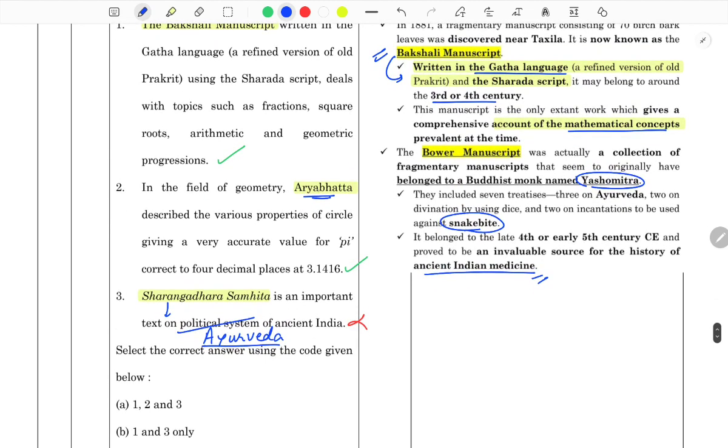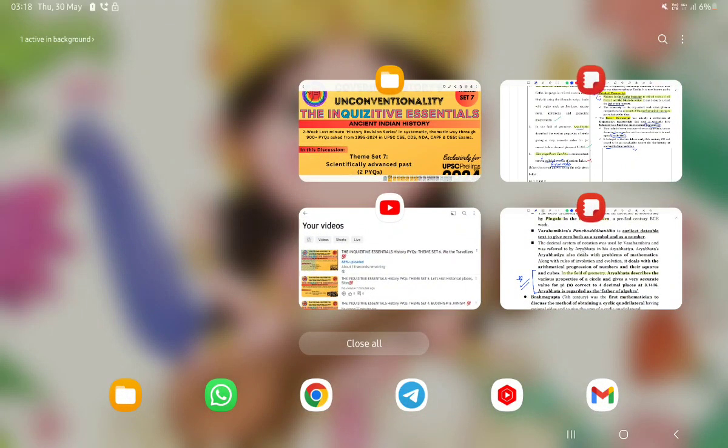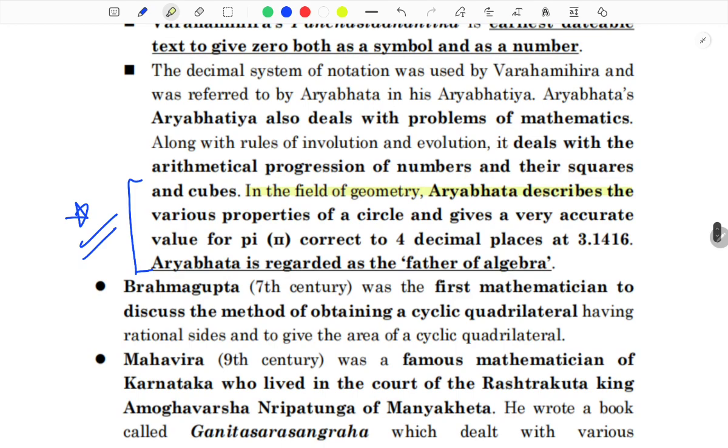In the field of geometry, Aryabhatta described the various properties of a circle, giving a very accurate value for pi, correct to 4 decimal places, 3.1416. And we have it here. In the field of geometry, Aryabhatta describes the various properties of a circle and gives a very accurate value of pi corrected to 4 decimal places, 3.1416. Aryabhatta is regarded as the father of algebra.